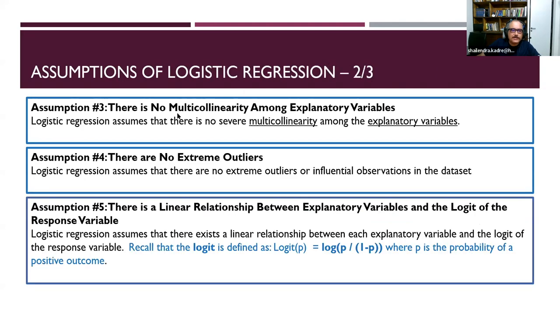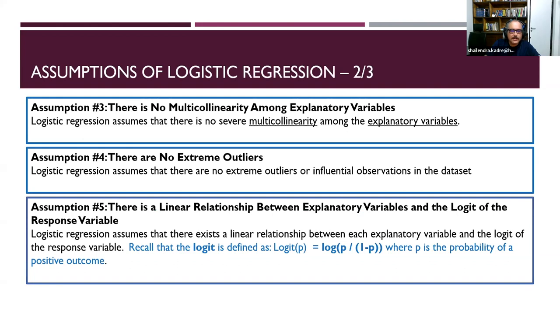Third assumption is there is no multicollinearity among explanatory variables. So between the X variables, all independent variables are independent. They are not forming an equation, as we discussed in linear regression. Same here also. Fourth, there are no extreme outliers in the dependent variable. That also is one of the assumptions.